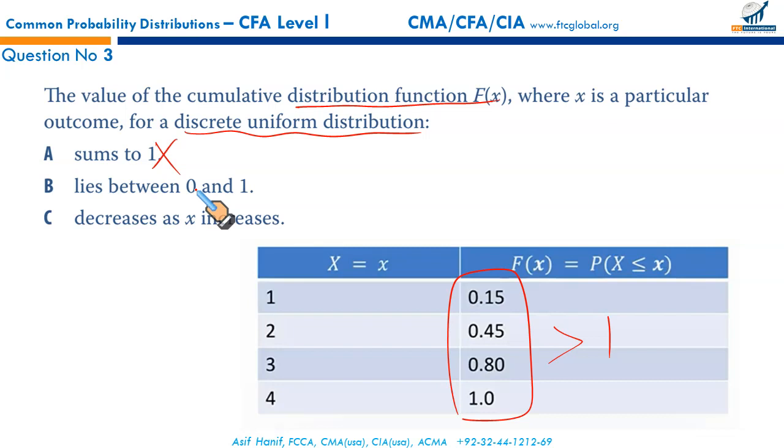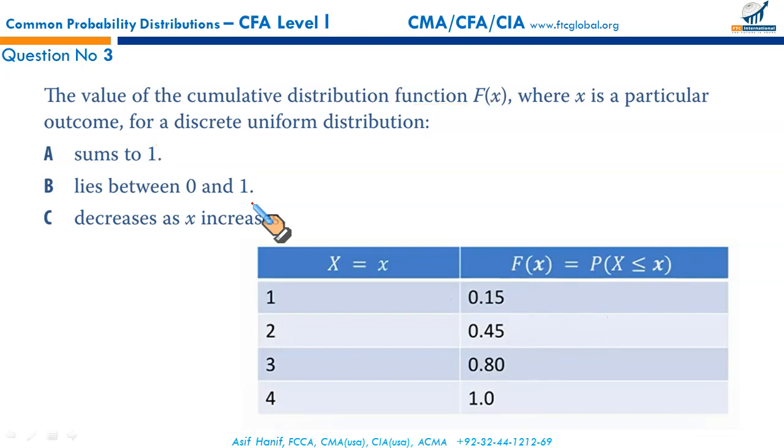Then, the value of the cumulative distribution function lies between 0 and 1. Yes, that's true. Between 0 and 1. So this is the minimum value you could have, this is the max. So it lies between 0 and 1, and it decreases as x increases. This is wrong as well.